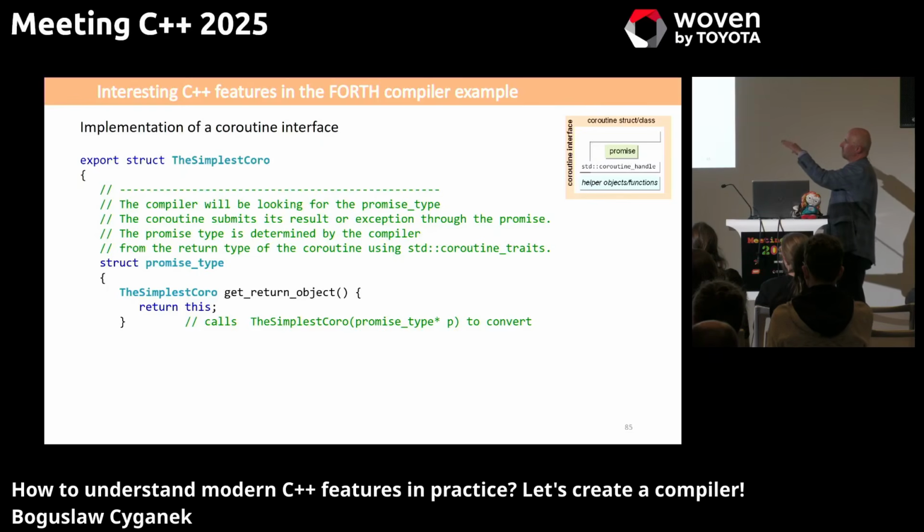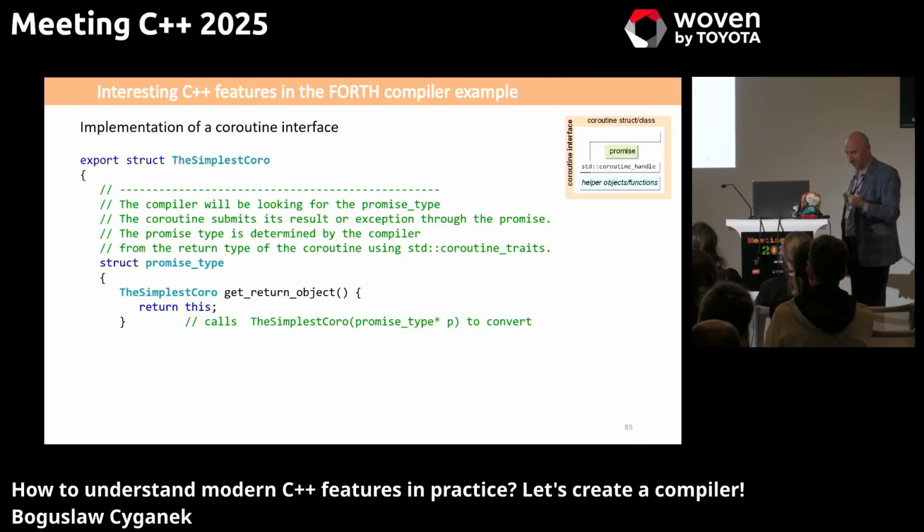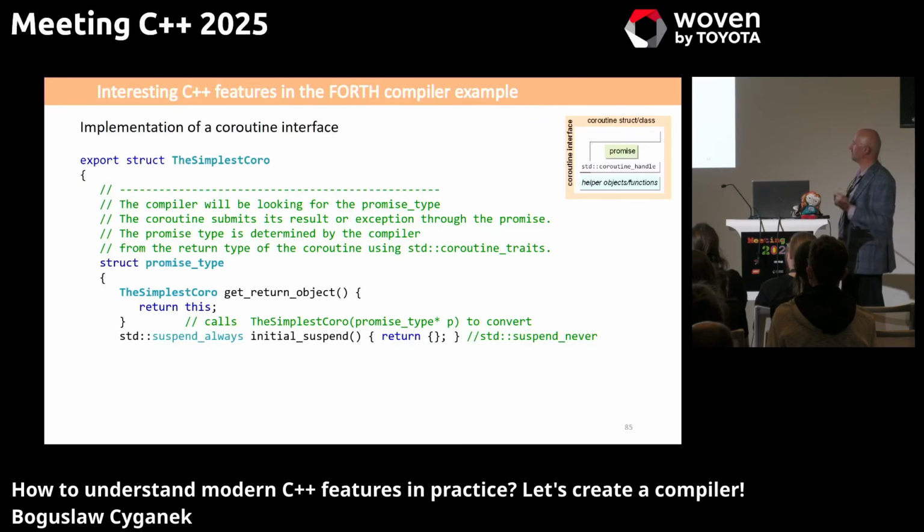Once it finds promise_type, it is looking for some characteristic functions like get_return_object. So you see here, I'm returning this. It should be of promise type, but I'm returning the entire framework. How does it go? There must be a way from promise_type to the simplest coro, to this external one. And indeed, there is. We'll see it in a moment. We have initial_suspend. Yes, let's suspend. When we start, we stop the coroutine.